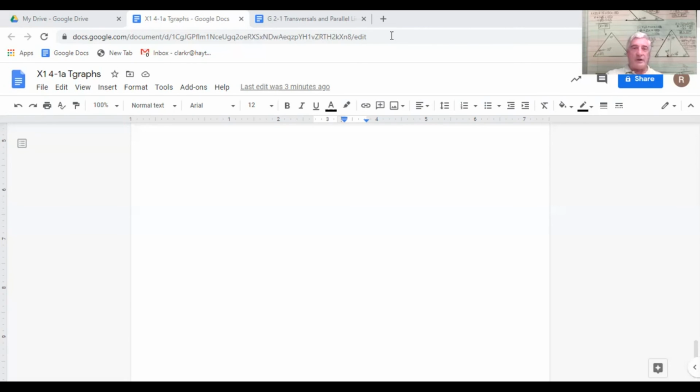Now, are there other points on the line? Yes, lines go on and on and on forever. My graph might stop at 5 up here, but this line goes on and on and on forever in both directions. So you can get as many points as you need, but right now we only need those 3 to draw our line. And that's how we're going to graph these points once we have a completed t-graph.